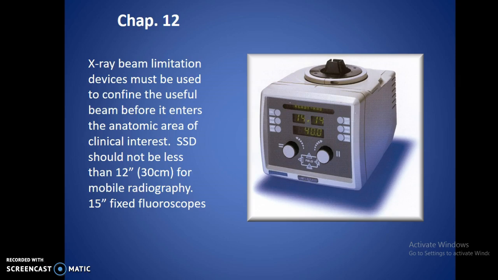X-ray beam limitation devices, used basically to confine to the area of interest. You need to make sure that you are confining only to what's needed. You do not need to open the collimation just to include more parts of the body, as those are not specifically ordered. Source to skin distance should not be less than 12 inches, as we talked about for mobile radiography, 15 inches for fixed fluoroscopes. So you got to be aware of how close you can bring the tube towards your patient.